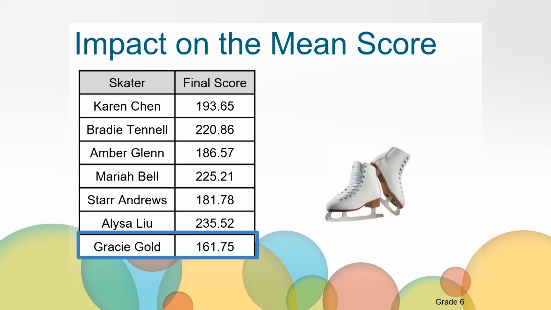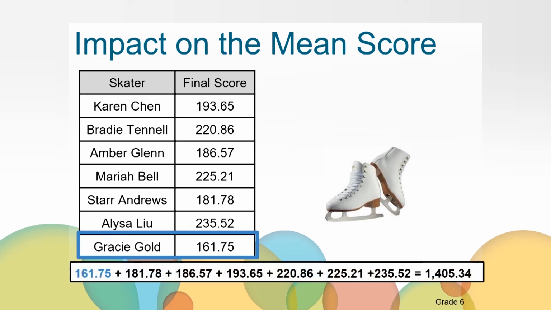The sum is 1,405.34. This time we will divide by 7 because we have added one more data point. I'll give you a moment to divide the sum by 7. Rounded to the nearest hundredth, the mean score is 276 hundredths.